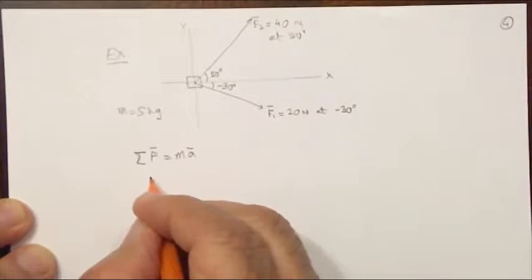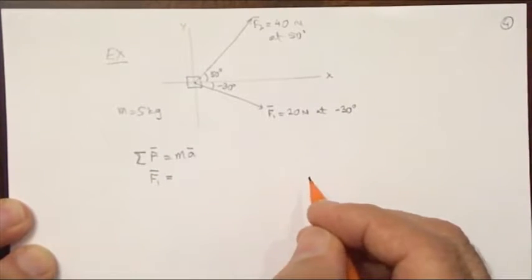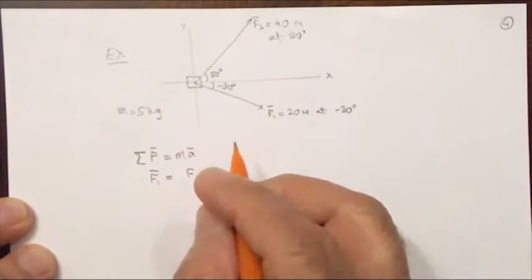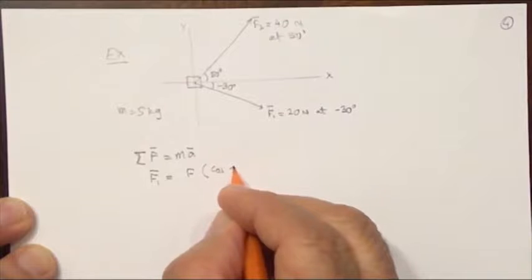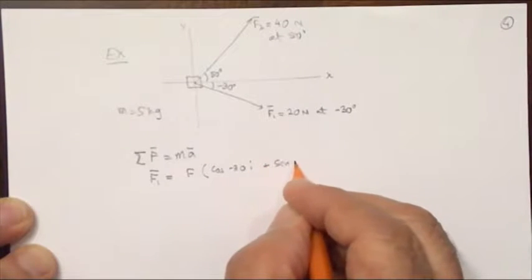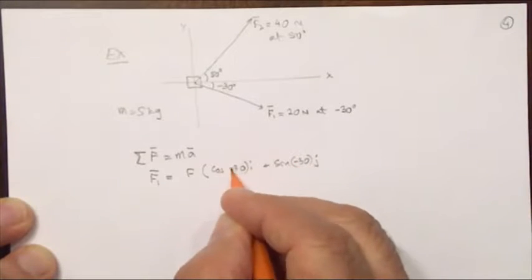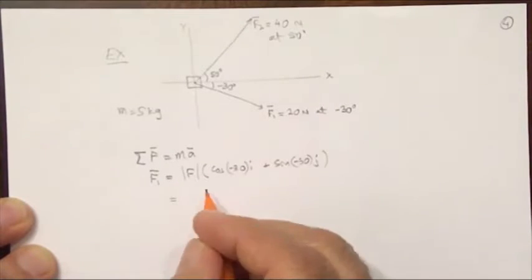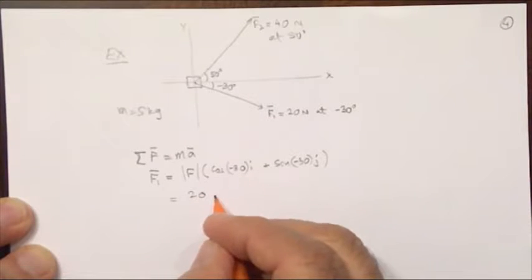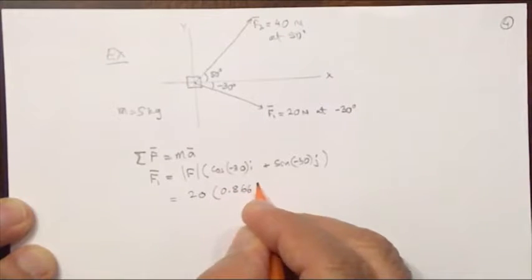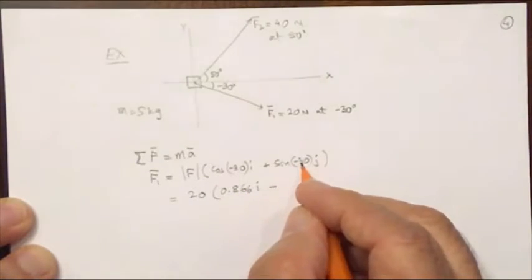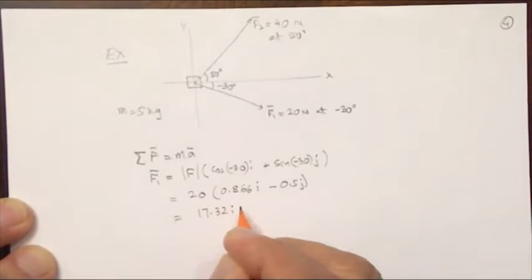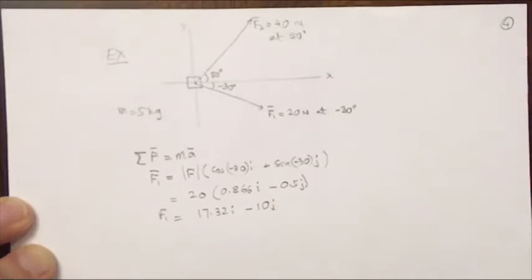We first need to write F1, and it's always better to write it in vector notation. So this is going to be the magnitude of F times the unit vector of F, which is going to be cosine of minus 30 i and sine of minus 30 j. And that's the magnitude F times this unit vector, and F is 20. Cosine of minus 30 is 0.866 i, and sine of minus 30 is minus 0.5 j. That becomes 17.32 i minus 10 j. So that is F1.